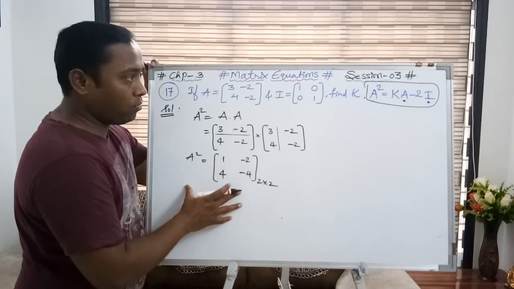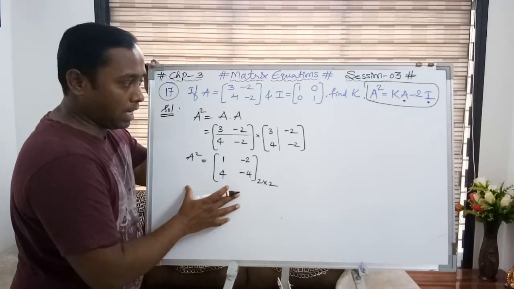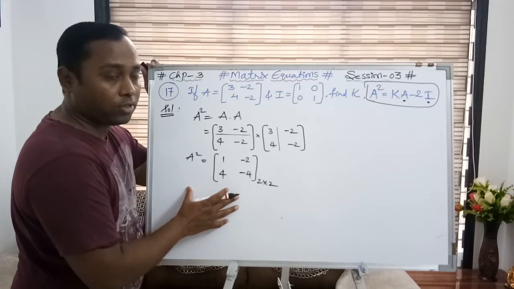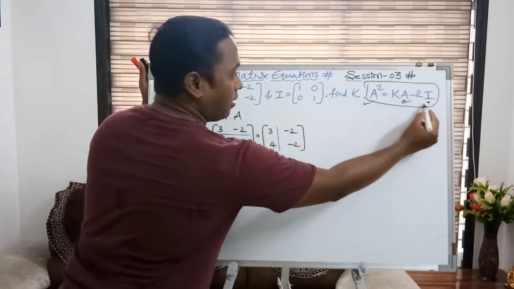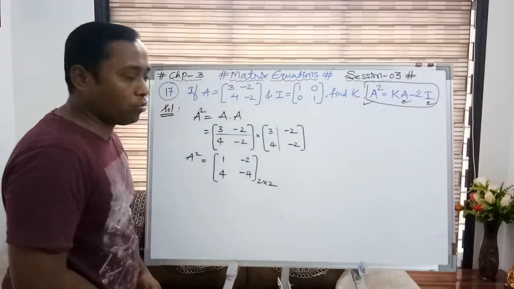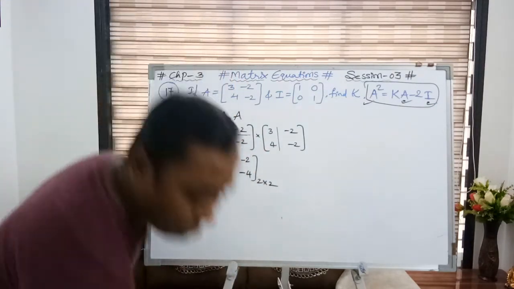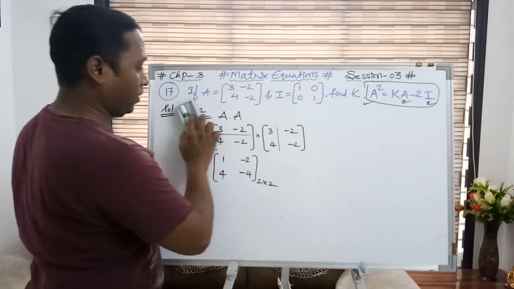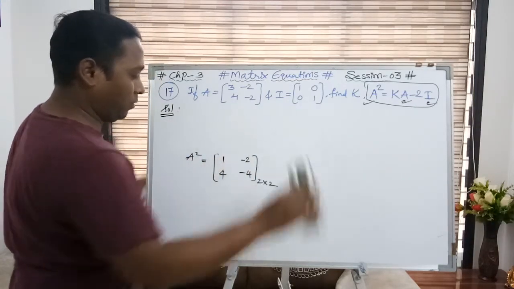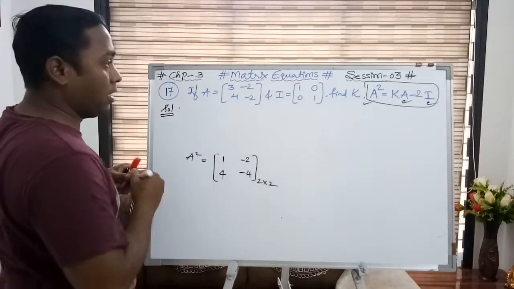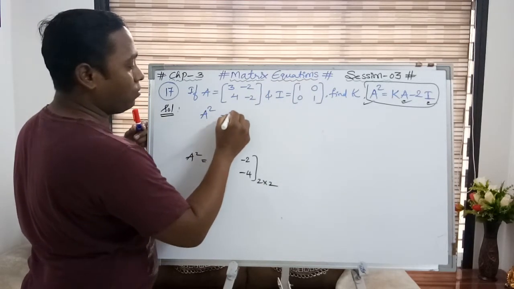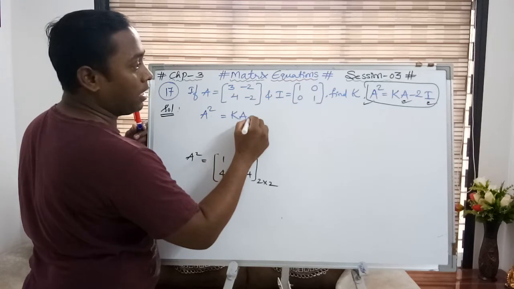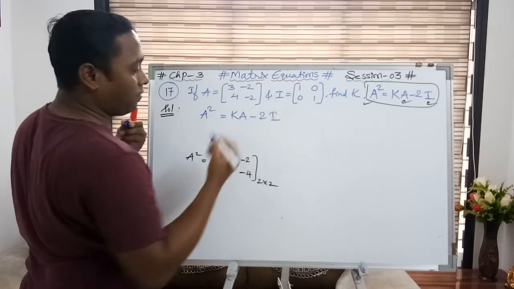Now I know A square, I know A, I know I. So I can apply all those factors here. So I am taking this A square here, A is here, I is here. And let's see how to solve for the value of K. Right. So I am writing the equation. What is given? A square is equal to K times A minus 2 times I.